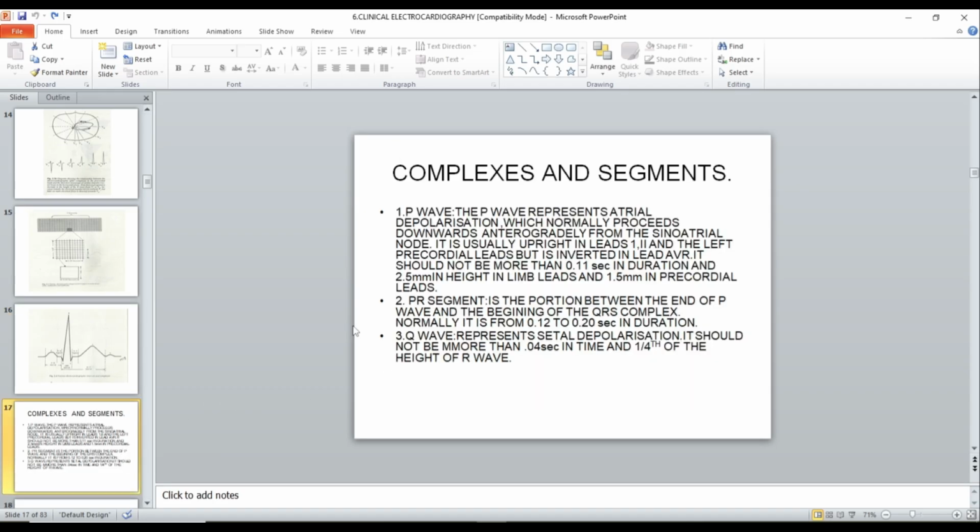The P wave, as I said, should not be more than 0.11 second in duration and more than 2.5 millimeters in height in limb leads and 1.5 millimeters in precordial leads. The PR segment should be 0.12 to 0.2 seconds in duration. The Q wave represents the depolarization of the septum and should not be more than 0.04 seconds in time and 1/4 of the height of the R wave.